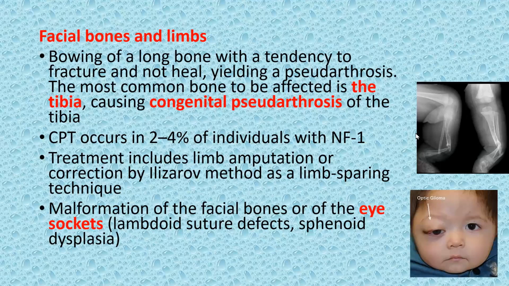Malformation of the facial bones of the eye sockets, lambdoid suture defects, sphenoid dysplasia. One of the most difficult findings in these cases is a pseudoarthrosis of the tibia resulting from an insufficiency fracture of multiple neurofibromas at the junction of the middle and distal third of the tibia. They will have anterolateral bowing, and these lesions don't heal. They require several procedures, and quite a few end up having a below-knee amputation.